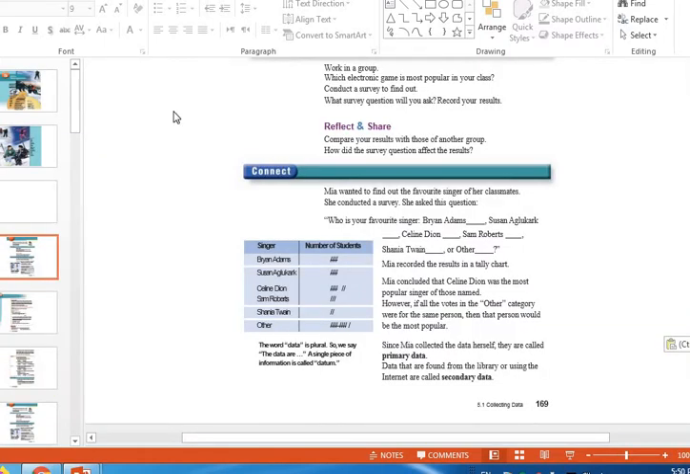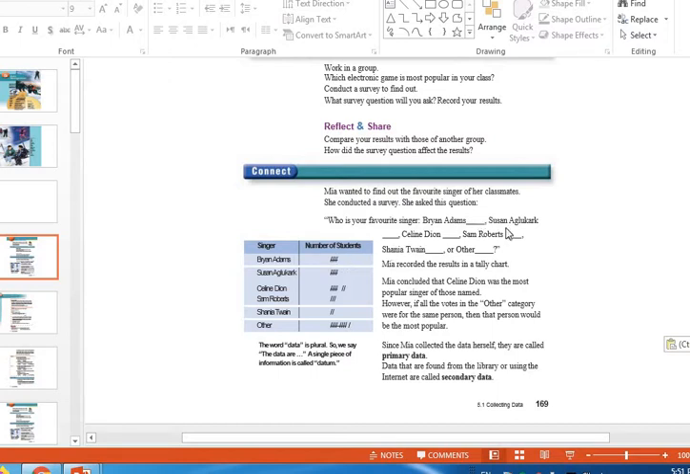Okay, moving to this slide, here I have an example for collecting data. Maya wanted to find out the favorite singer of her classmates. She conducted a survey by herself. She asked this question: who is your favorite singer? Brian Adams got how many here? Do you remember, this is called what? Yeah, this is called a tally chart. I have here 1, 2, 3, 4, and this crossing one is 5.